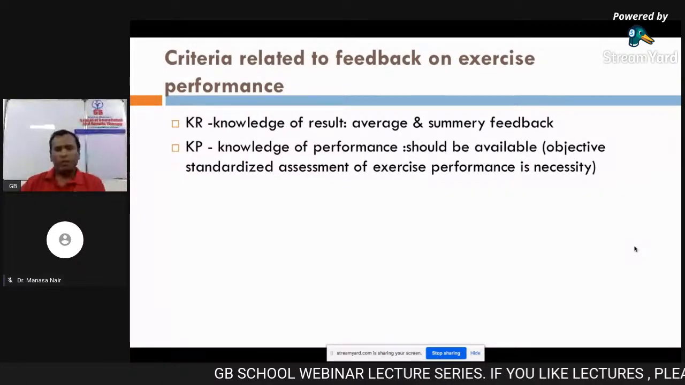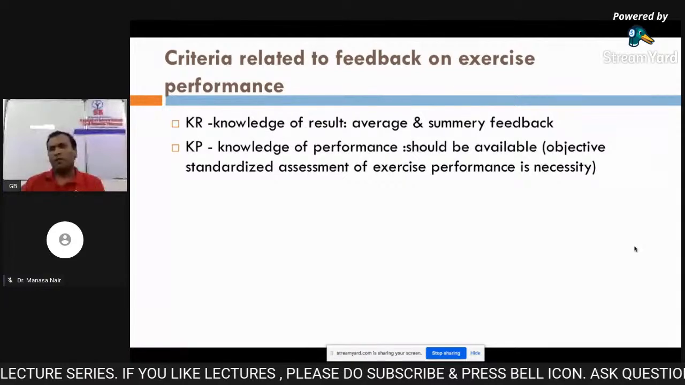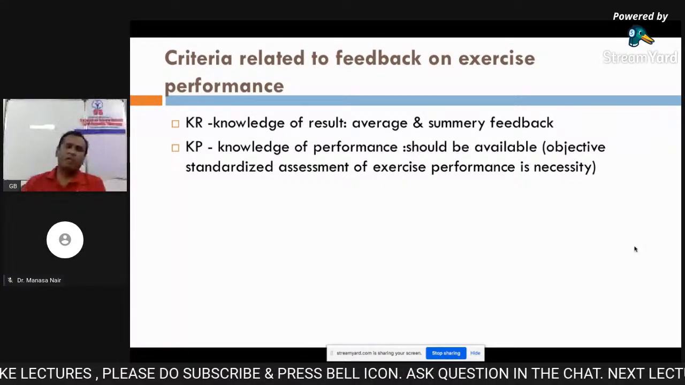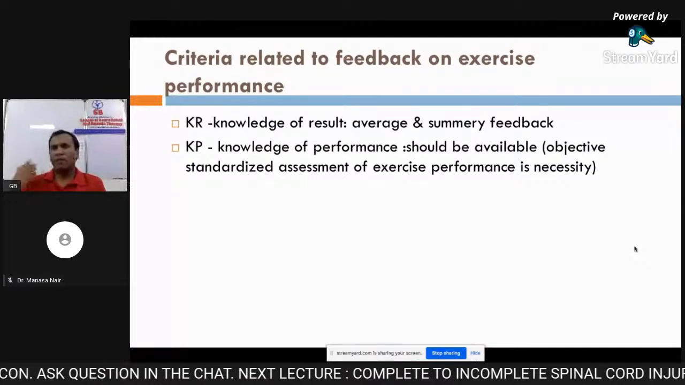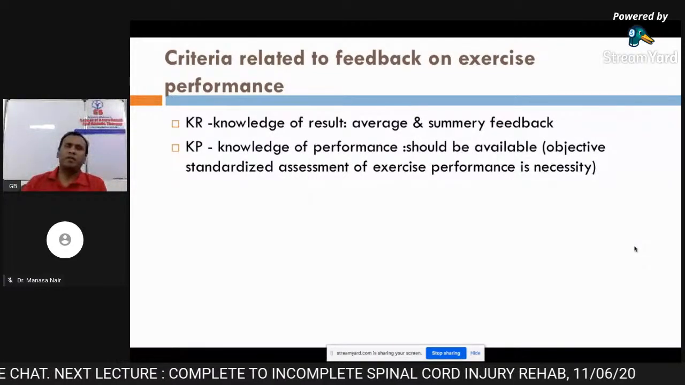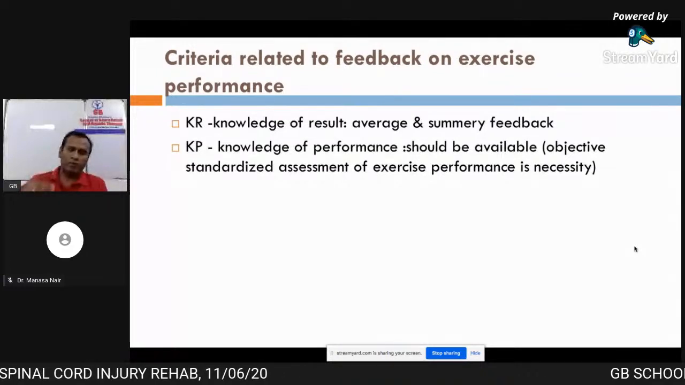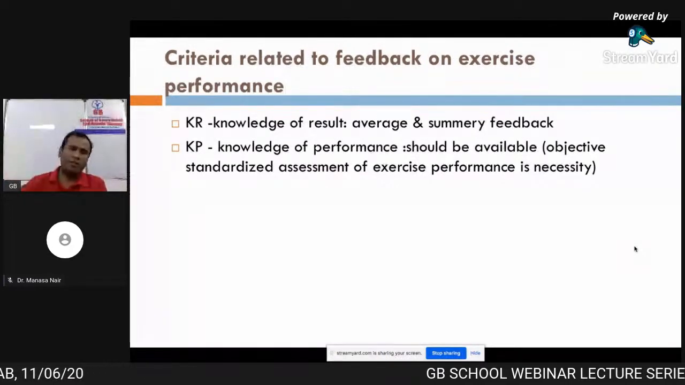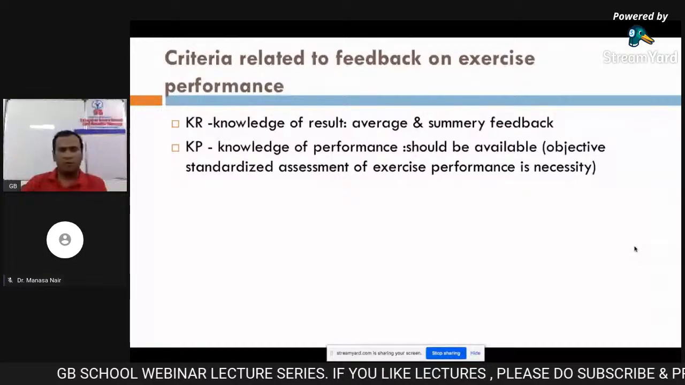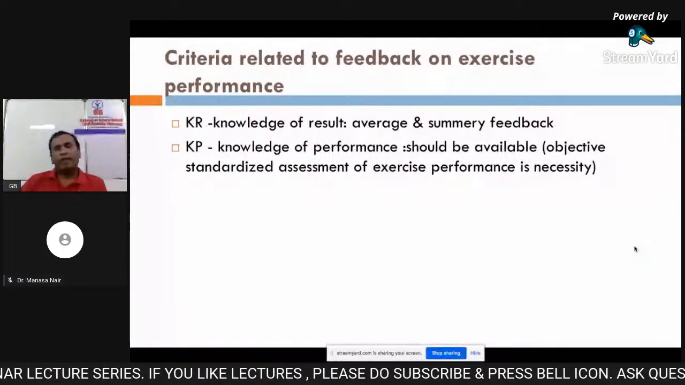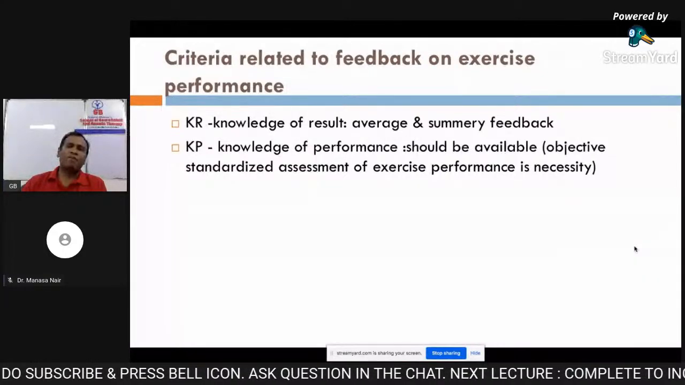Now we need to understand two important things: knowledge of result and knowledge of performance. Very frequently in therapeutic practice, we emphasize too much on knowledge of performance. From the beginning we start giving instructions that your flexion movement was not good, or you did too much flexion or extension in the upper limb or lower limb, and you give a lot of details about the performance, and we forget the task that was given and whether he completed the task or not.